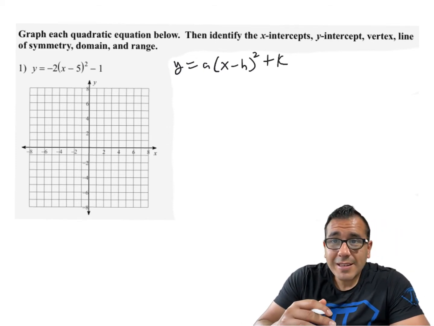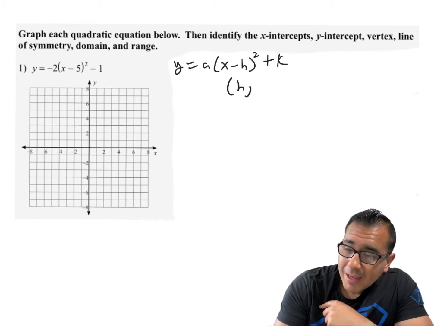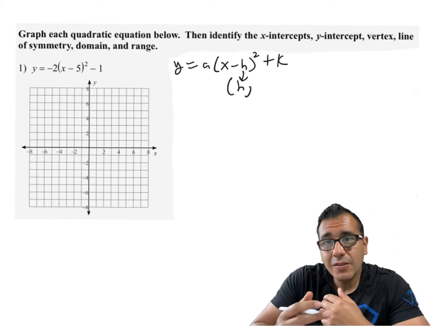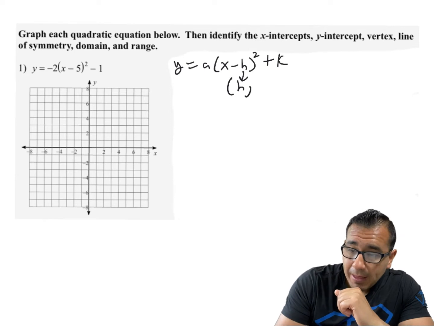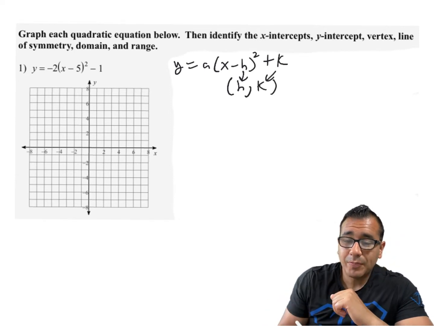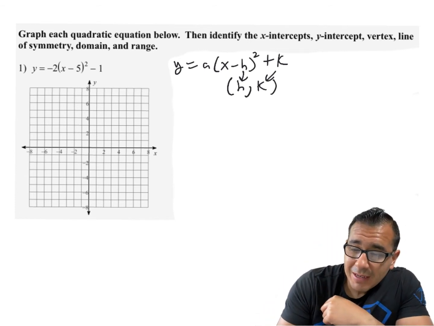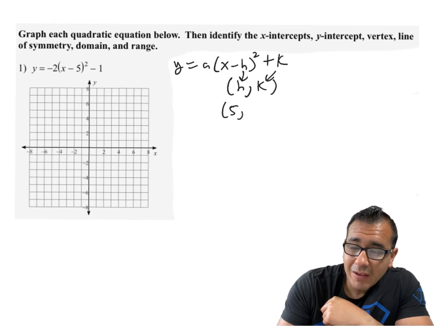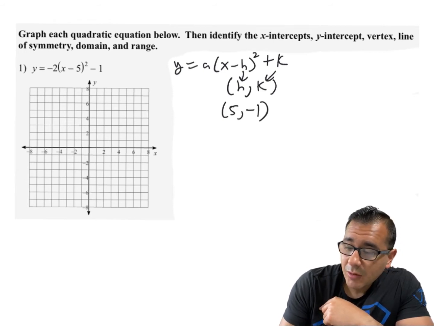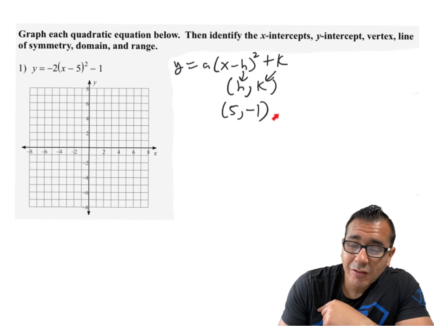So our vertex here is what you do is you grab the opposite of the h value. If it's a negative, you make it positive. If it's a positive, you make it negative. And then you just grab whatever that k value is, and that's going to be the y value of the vertex. So for number 1 here, the vertex is going to be the opposite of that minus 5, which is going to be positive 5, and then you take that negative 1. So again, for the vertex, you grab the opposite of the x, and the same as the y. And that's your vertex.